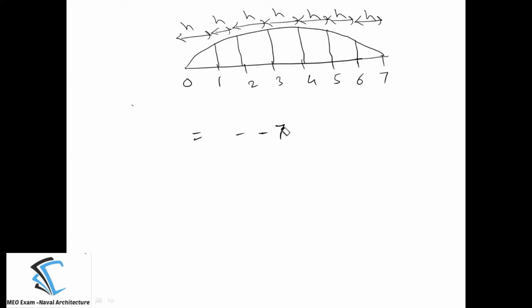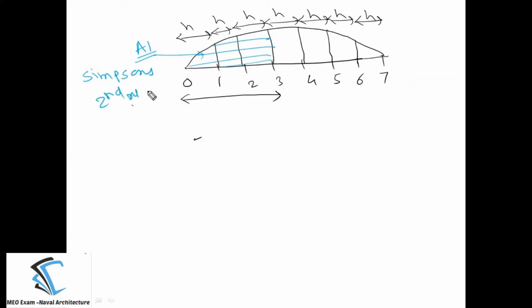So what I will do now, I will make a region like this. From 0 to ordinate number 3, I will use Simpson's second rule. For Simpson's second rule, I need a minimum of 4 ordinates, so I will start 0, 1, 2, 3. So for this region number 1, I will use the Simpson's second rule.